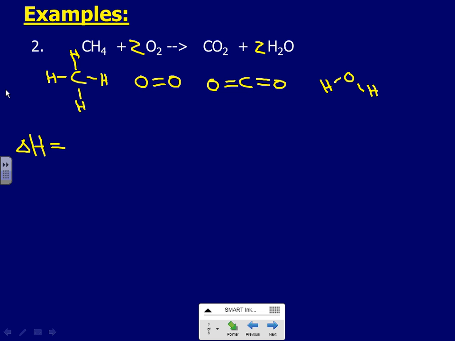Again, we're just adding up our bonds broken, subtracting away the bonds formed. What am I going to put for our first thing here? How many bonds am I dealing with? Yep, 4 CH bonds. Again, keep an eye on the coefficient. In this case, it's only 1, so it's 1 times 4. And did anybody check a CH bond? 413.